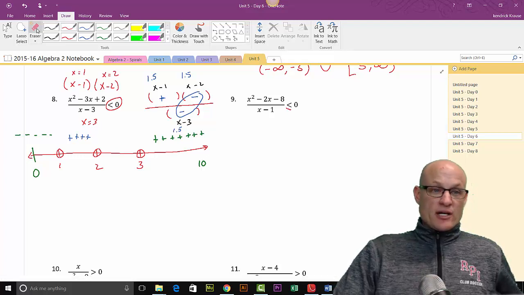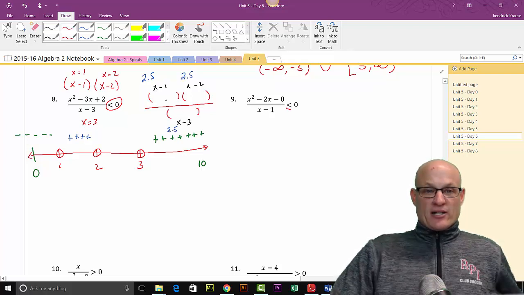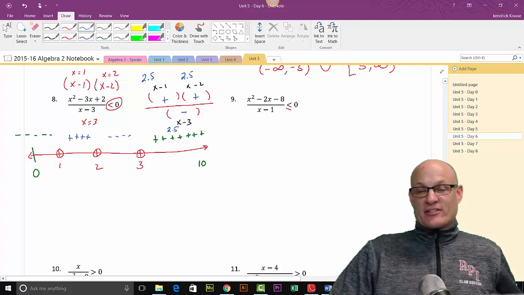All right, now we're going to try the next number. I'm not going to go through it this slowly every time. You guys have got to get a good handle on this. Now I'm going to try 2.5. So 2.5 minus 1, positive. 2.5 minus 2, positive. 2.5 minus 3 is negative. One negative makes a negative. So anytime you have an odd number of negatives, it's negative.